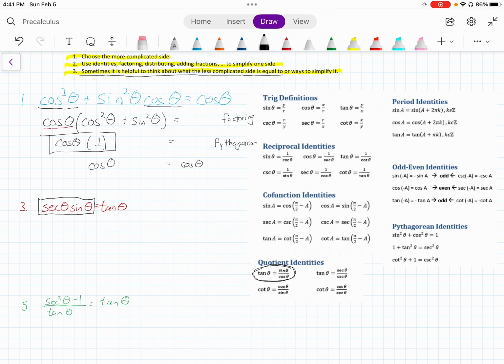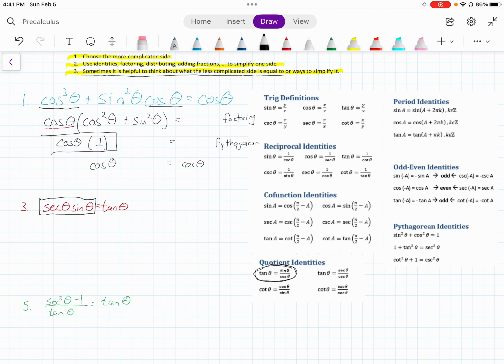We already have a sine theta, so we realize that secant can be written as 1 over cosine theta. So we have 1 over cosine theta times sine theta, which still equals that right side. Why can we write that? Well, we can write that because that was a reciprocal identity. Change secant to 1 over cosine.